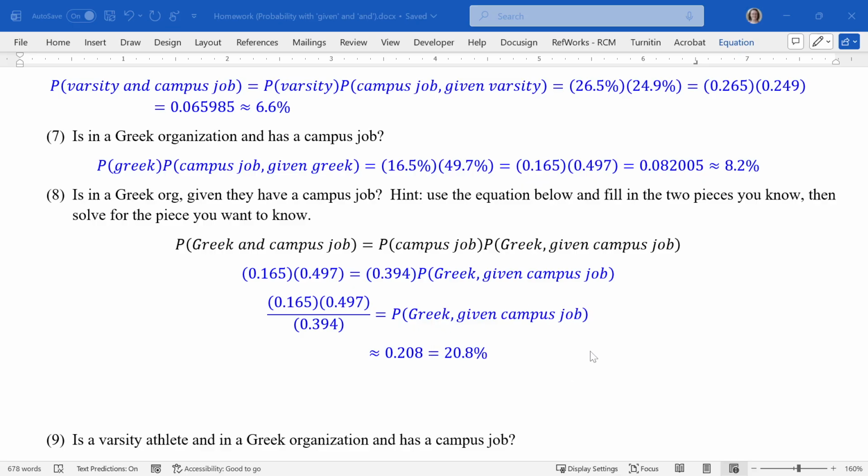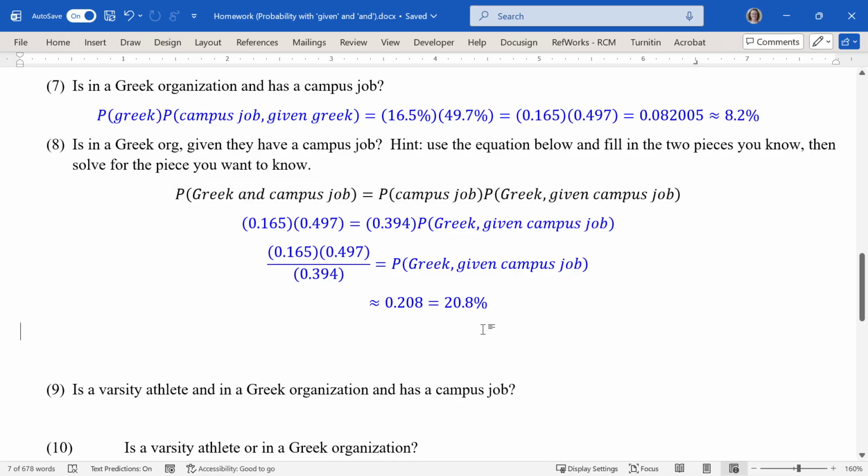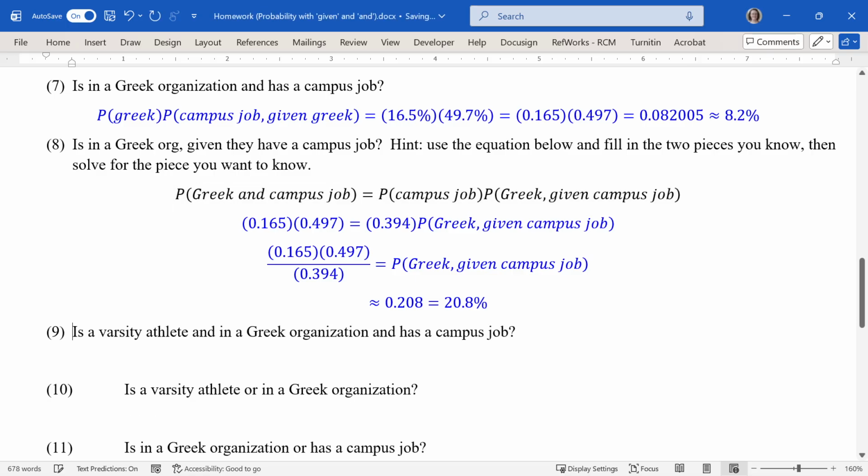So this is kind of a sneaky way that you can calculate given probabilities, even when you don't already know them, by filling in parts of this equation and then solving for them. It's pretty cool. Okay, well, it's cool if you're a math nerd like me anyway. All right, so back to regular questions.